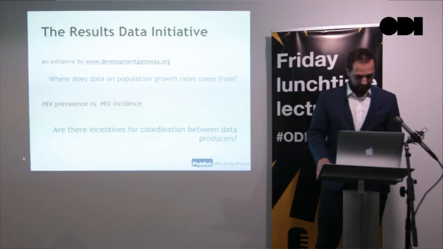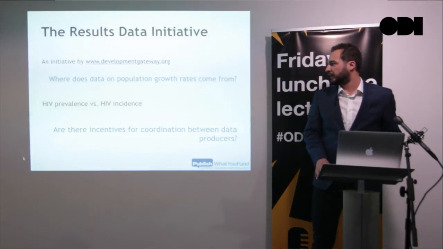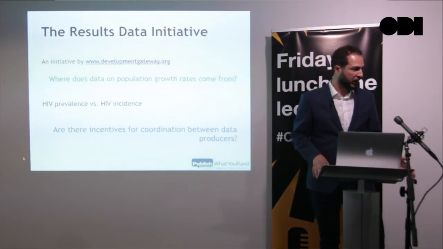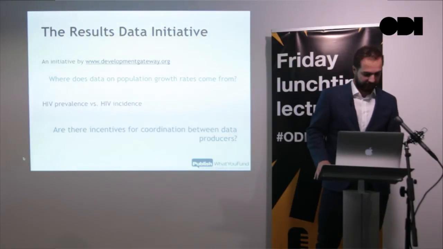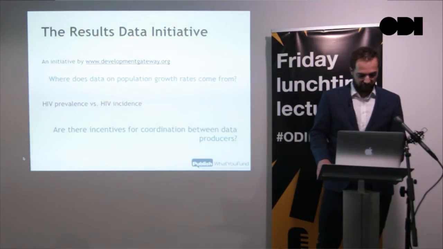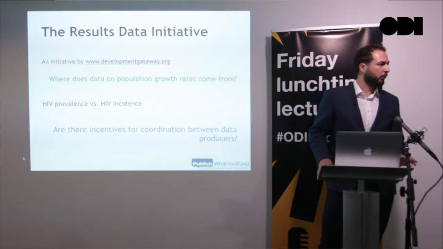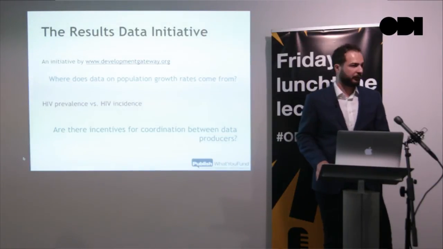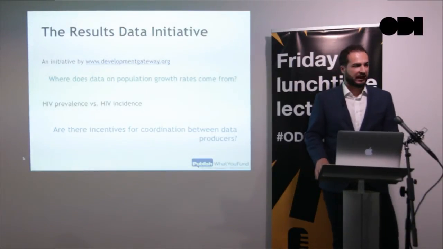So, for instance, if you want to address the question of where data on population growth rates comes from, if you search population growth rates in an online search engine, you're likely to find at least three fairly distinct major information sources. You'll come across the World Bank's World Development Indicators, the CIA's World Factbook, and the United Nations World Population Prospects. All of these have different numbers in them.